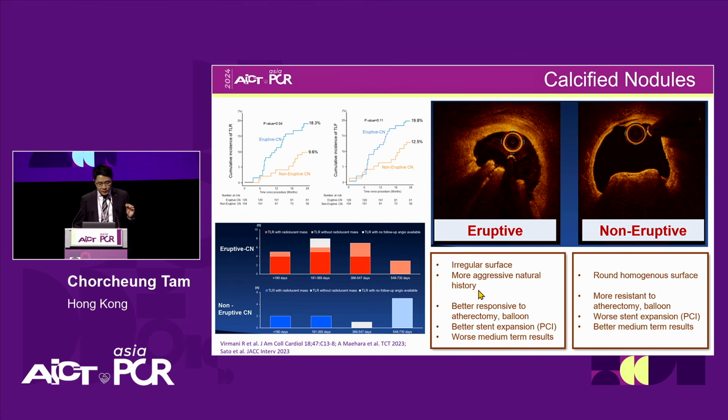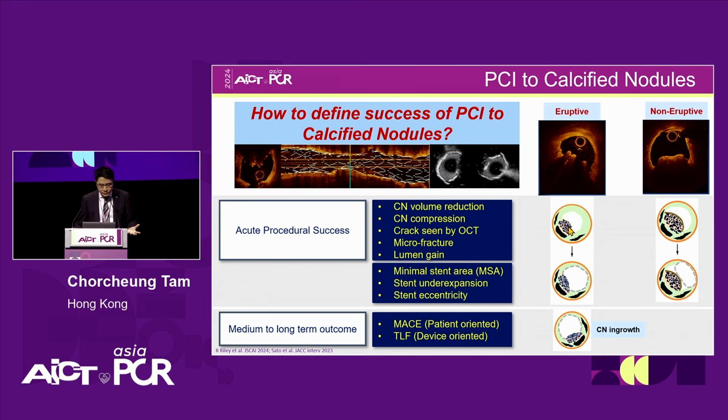For the acute results, they have better response to atherectomy and balloon, and better expansion. But from a clinical point of view, they have worse medium and long-term results, because these eruptive calcified nodules can grow into the stent again. In contrast, non-eruptive calcified nodules have a smooth, round surface, but they are more resistant to atherectomy and balloon, and they have worse stent expansion in the acute PCI results. But for medium to long-term results, they are better when compared with eruptive calcified nodules.